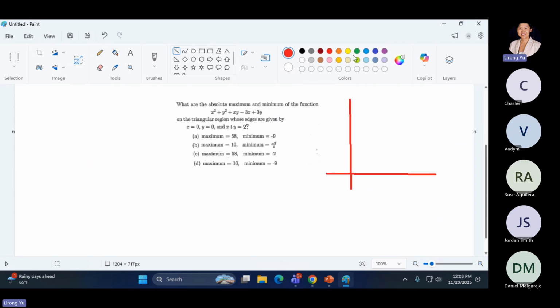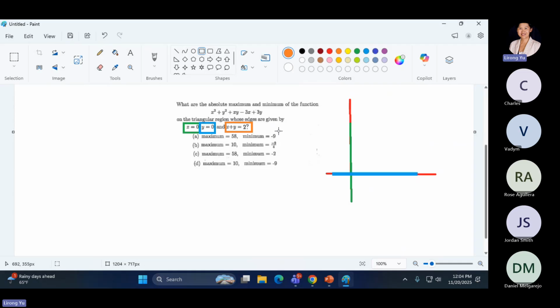All right, so the line x equal to 0: if the x value equals 0, that's essentially the y-axis. Now, if y equals 0, that means the y value equals 0, and that's essentially the x-axis. And then the last one is x plus y equal to 2.